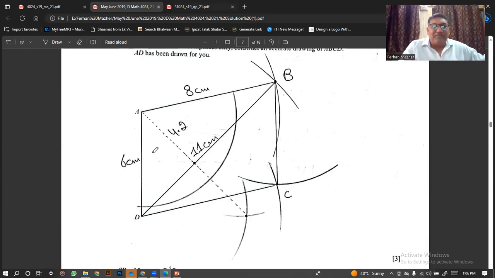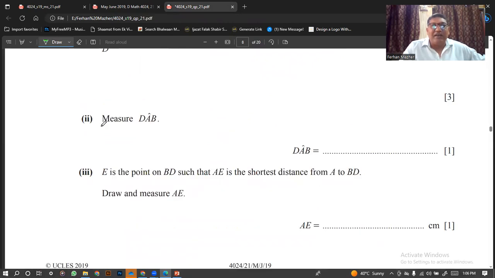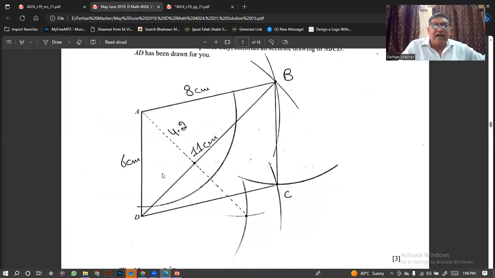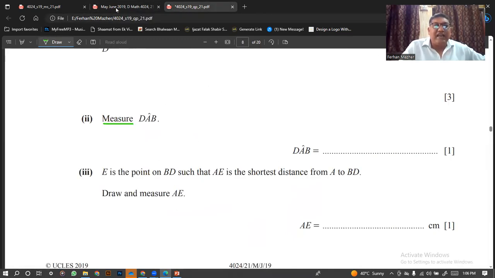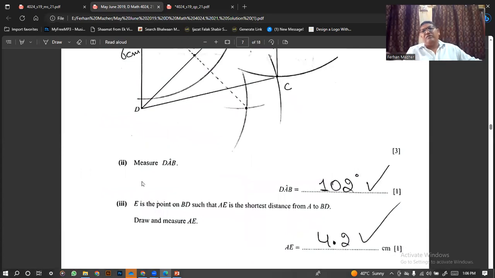Okay. Then what do they say? After making that, he says measure. The word is measure. Measure means by using an instrument, measure that thing. Measure the DAB angle. So by using a protractor, I will measure the angle DAB. So they want me to find this angle, DAB. So I have measured it. It's approximately 102 degrees. It is 102 degrees.